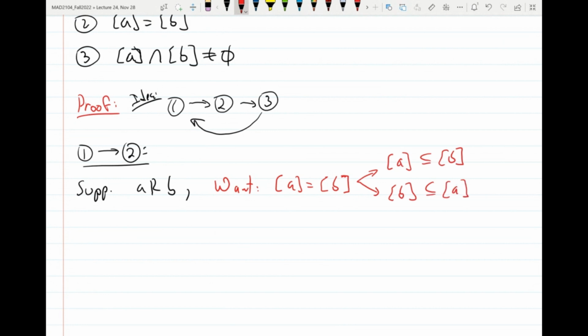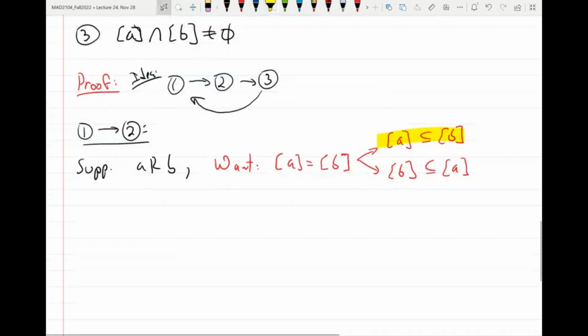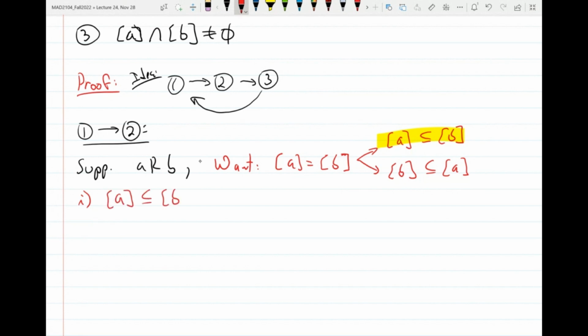So how do we prove? Let's prove the first part, okay? Let's prove this one. That class of A is a subset of the class of B. How do you do that? Take an element here, and for an arbitrary element in the class of A, we need to show that that element is also in the class of B, all right? Let's call it C. So first, let's argue that the class of A is a subset of the class of B.